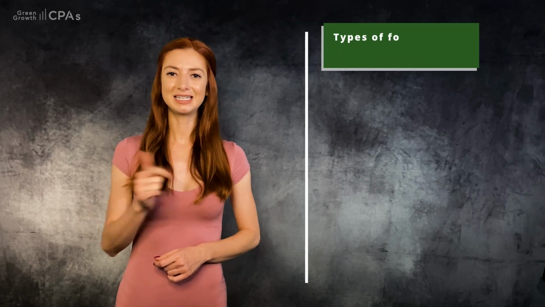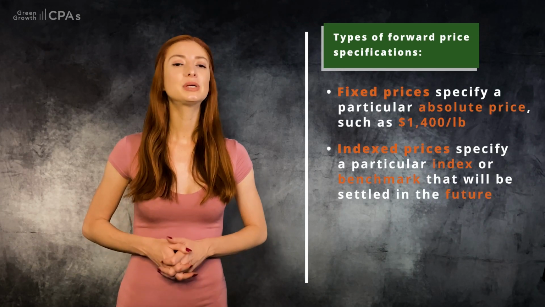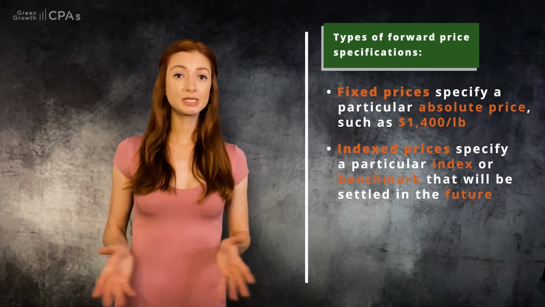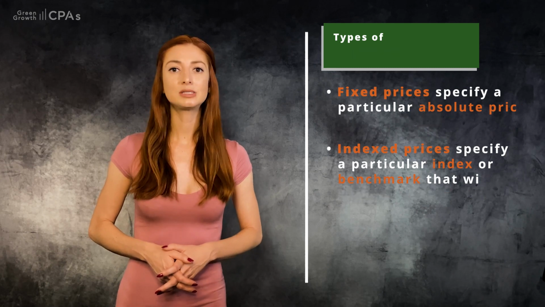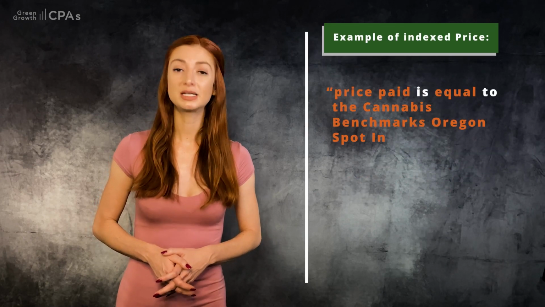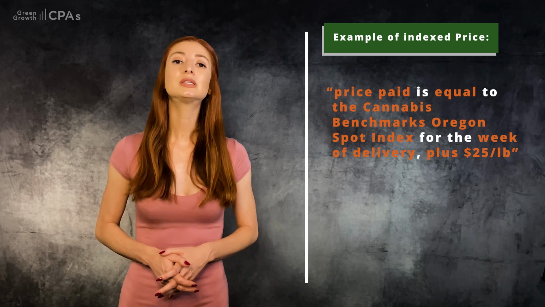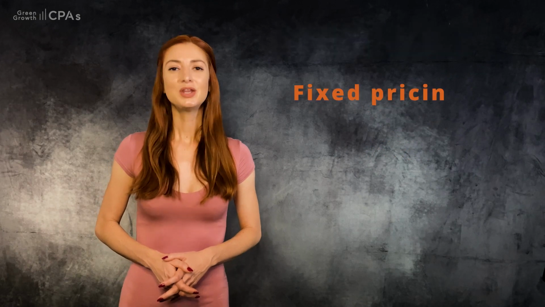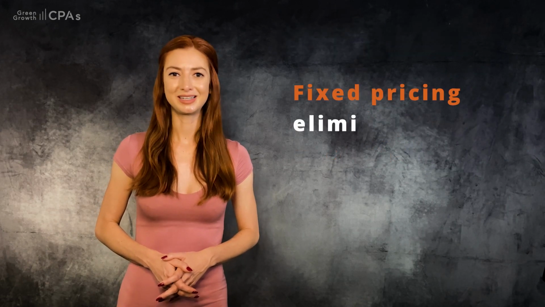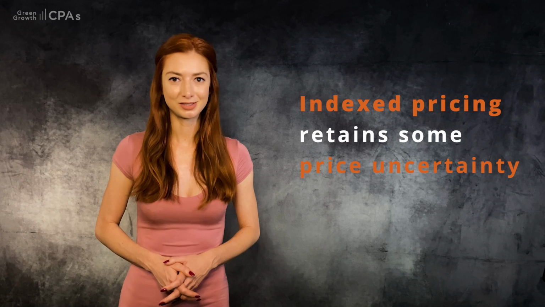Typically, there are two general types of forward price specifications: fixed and indexed. Fixed prices specify a particular absolute price, such as $1,400 a pound, whereas index prices specify a particular index or benchmark that would be known or settled only in the future. An example of an index price specification might be, price paid is equal to the CannabisBenchmarks Oregon Spot Index for the week of delivery plus $25 a pound. Note that the fixed pricing eliminates price uncertainty, while the index pricing retains some price uncertainty. By using a combination of fixed and index pricing agreements, cannabis market participants can manage market price risk in a way that best suits their particular needs.